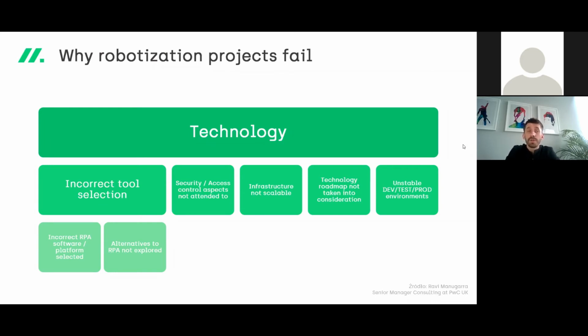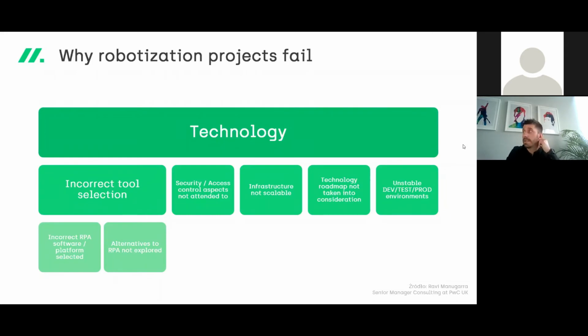There might also be some security or access control aspects. Infrastructure might not be scalable. The technology roadmap is not taken into consideration, or we can also have some issues with development, test, or production environment.